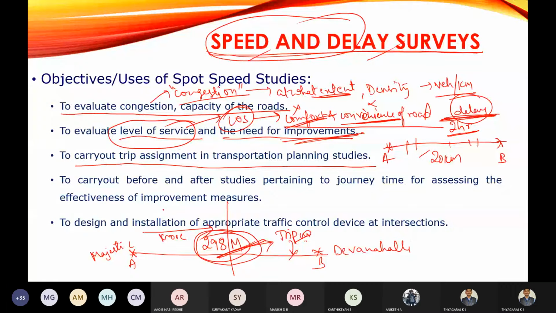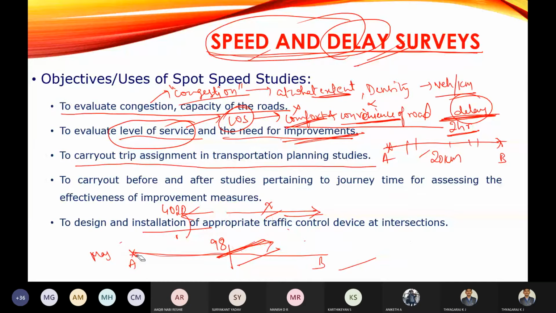For example, 401. Not 401, it is 402D. It will be allotted 402D up to a certain point, and from Yelahanka to Devanahalli, another bus route number will be allotted. So based on the delay survey, if there is more delay between Majestic and Devanahalli, the bus route will be divided. So assigning the trips to the route basically depends on speed and delay surveys.